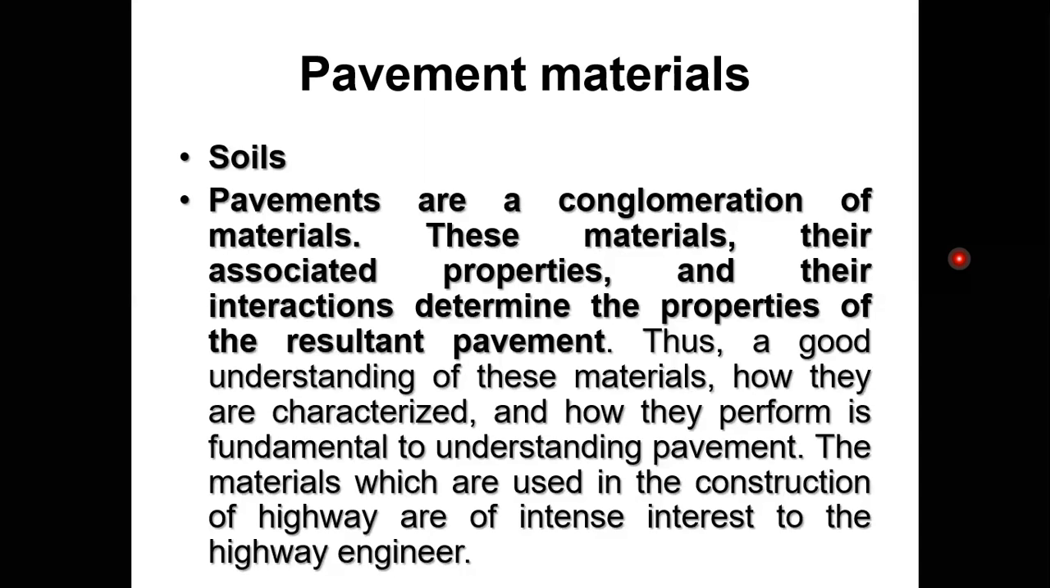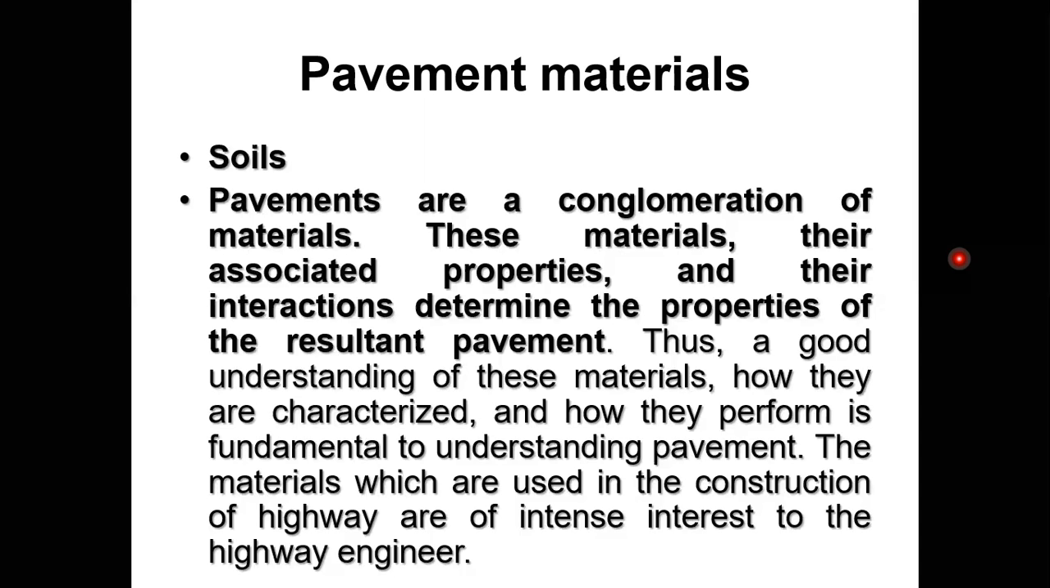Okay? Chalo. See, pavements are a conglomeration of materials. These materials, their associated properties and their interactions determine the properties of the resultant pavement. So obviously, when you take the pavement, it is a combination of different materials. So the overall stability or quality of the pavement depends upon the properties of the materials which we are going to use.